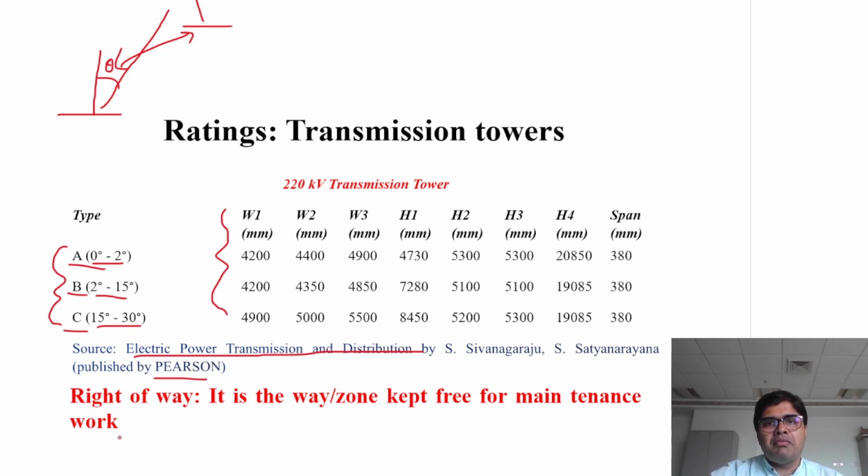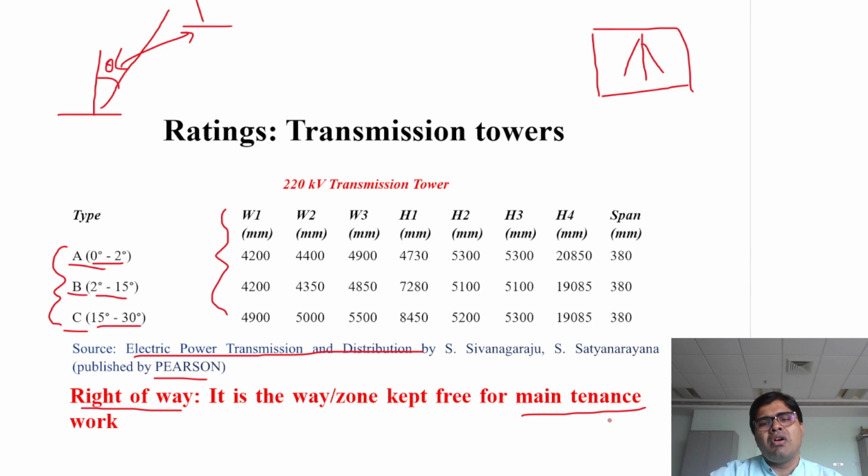Now we have a very important term, it's called right of way. Suppose the transmission line is erected at this place. With respect to that transmission line, some space around the transmission line should be kept unengaged or vacant for maintenance purposes or commissioning purposes. So this space is called right of way. As this is a very important term, you should know it.